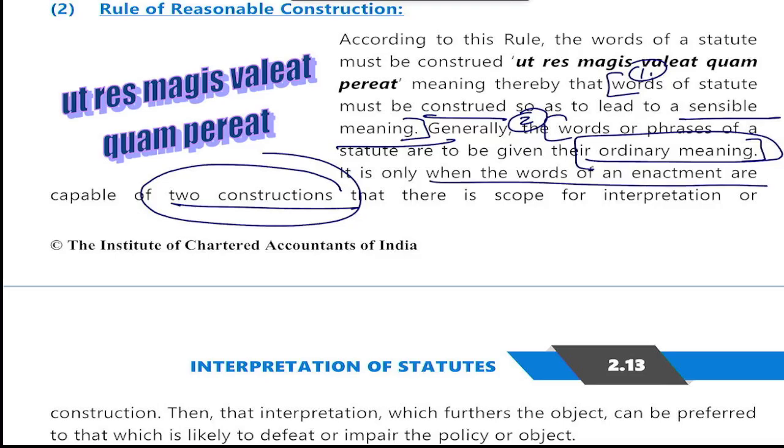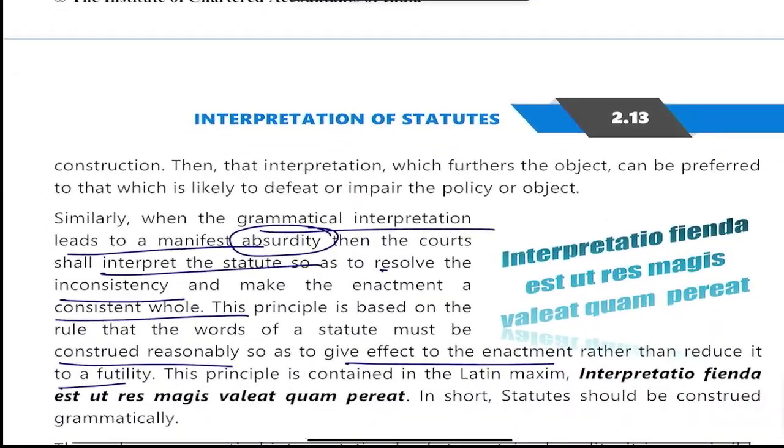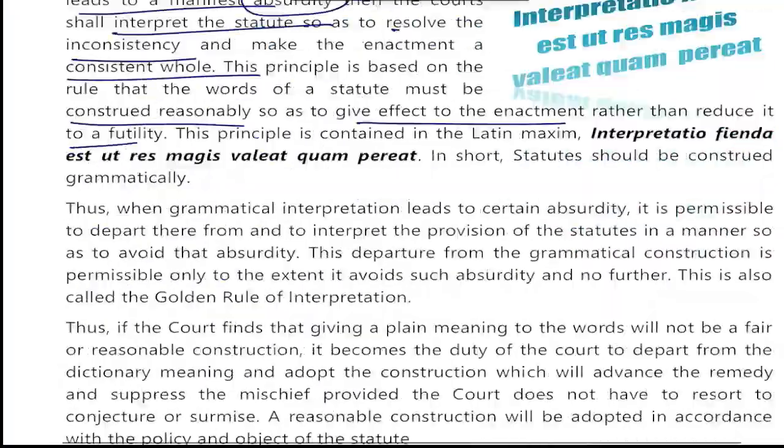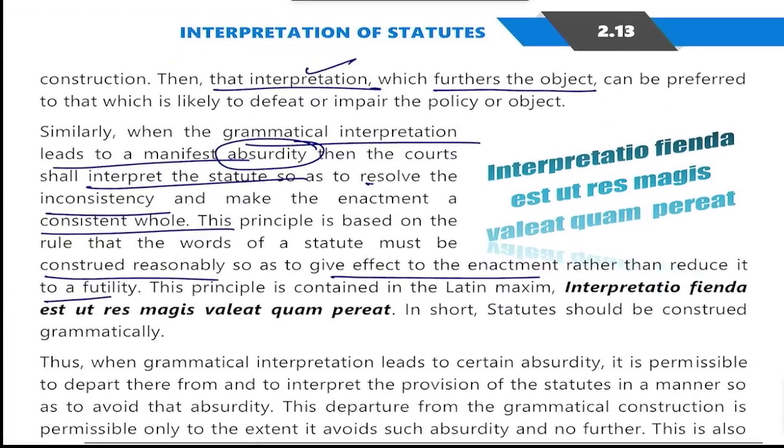When the words of enactment are capable of two constructions, that there is a scope for interpretation or construction, then that interpretation which furthers the object, means which makes the objective or purpose of the section more successful, can be preferred to that which is likely to defeat or impair the policy or object. That means there are two interpretations. First way of interpretation will kill the object. Don't go with that. Go with the second one. Okay, I will give an example. Institute did not give any kind of example. I will give one good example also.